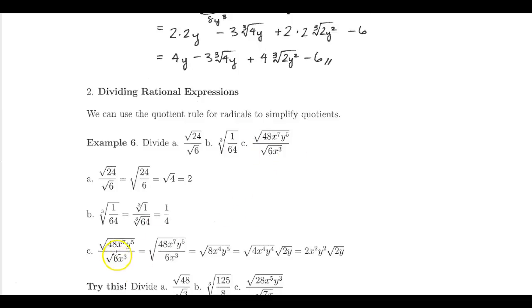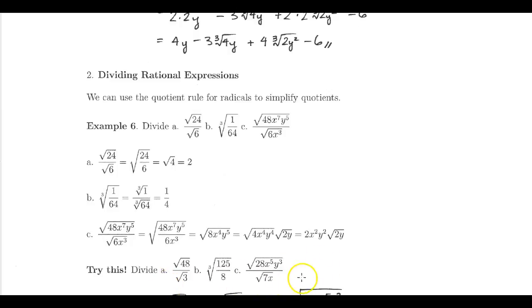And the square root of 48x to the 7th y to the 5th over the square root of 6x cubed is equal to the square root of 48x to the 7th y to the 5th over 6x cubed, which is 8x to the 4th y to the 5th. And the largest perfect square factor is 4x to the 4th y to the 4th times the square root of 2y, and the square root of 4x to the 4th y to the 4th is 2x squared y squared. So we have 2x squared y squared times the square root of 2y.